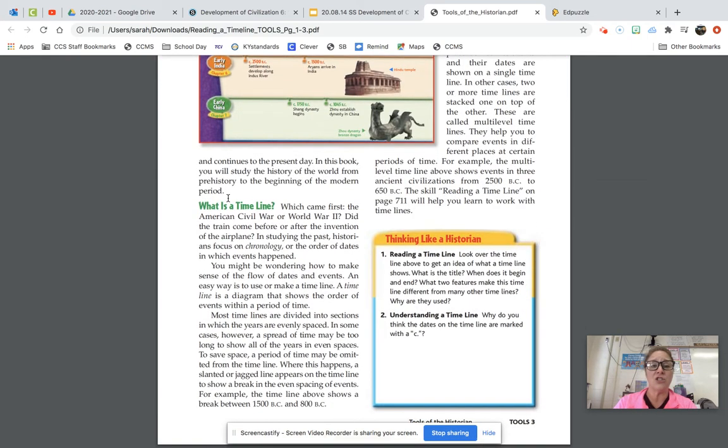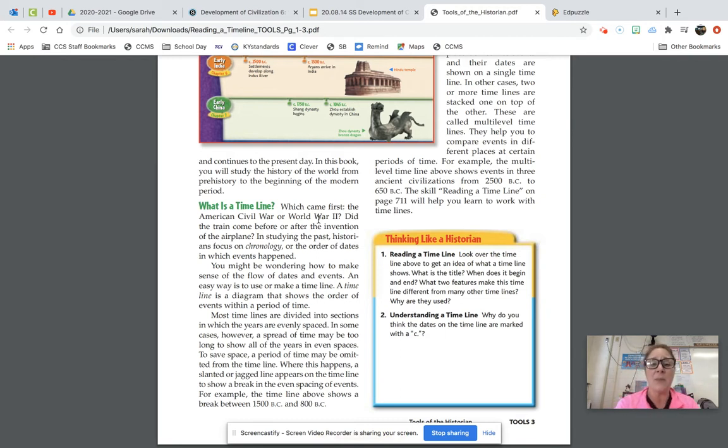So we asked the question, what is a timeline? Well, which came first, the American Civil War or World War II? Let's talk about it even more specifically. What came first, you being born or your guardian being born? Your grown-up being born. Did the train come before or after the invention of the airplane?